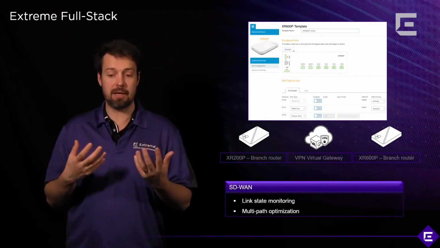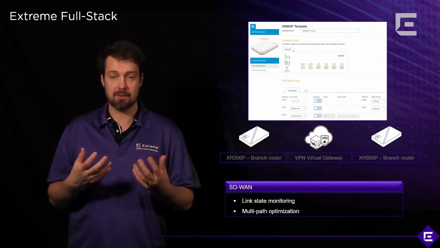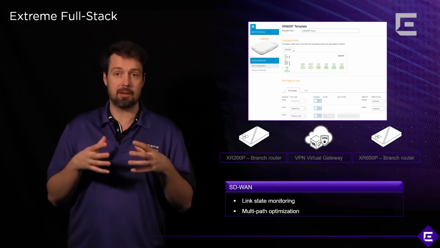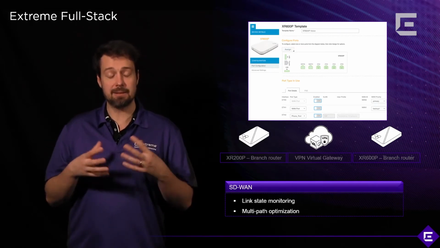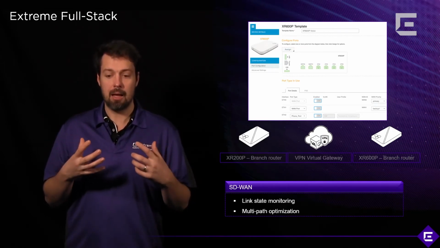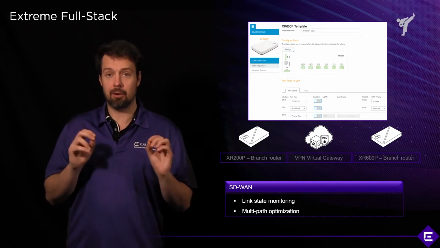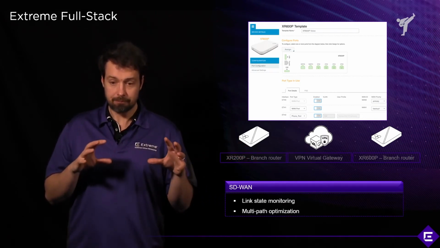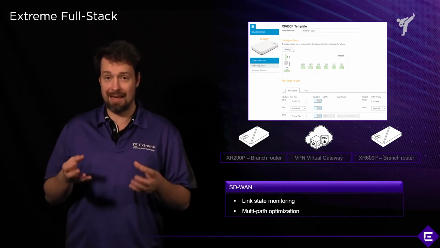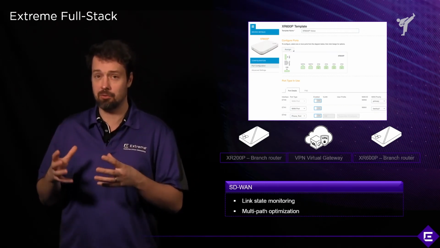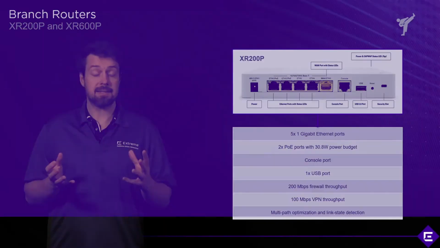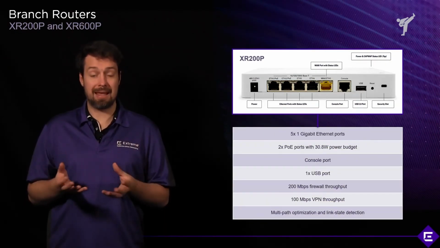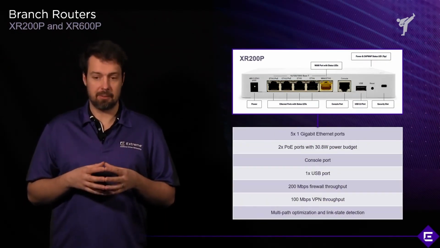We have the VGVA, or a VPN Gateway Virtual Appliance, which is the VPN concentrator you can deploy on top of a VMware hypervisor. And there's the XR600P, which is a more capable branch router that not only supports routing and SD-WAN, it can also act as a VPN concentrator as well, and it supports URL filtering. So let's take a look at the XR200P and XR600P devices themselves.